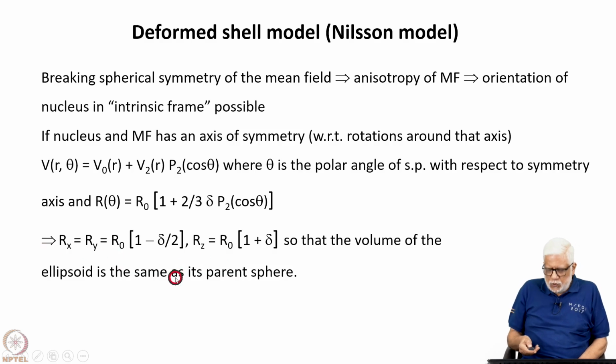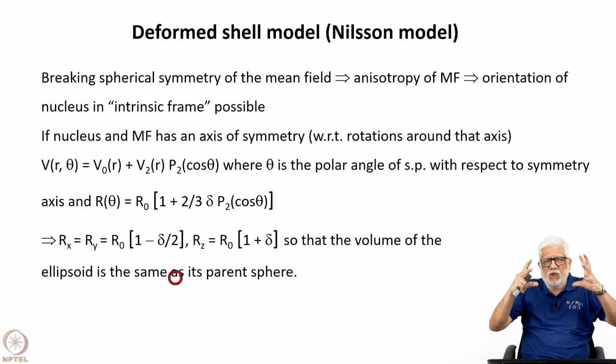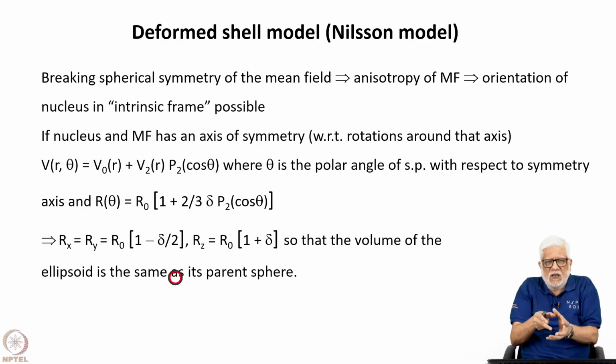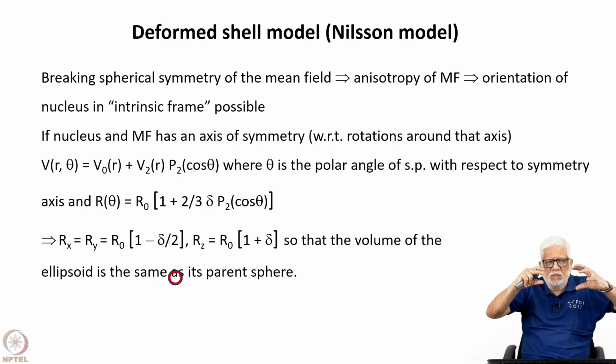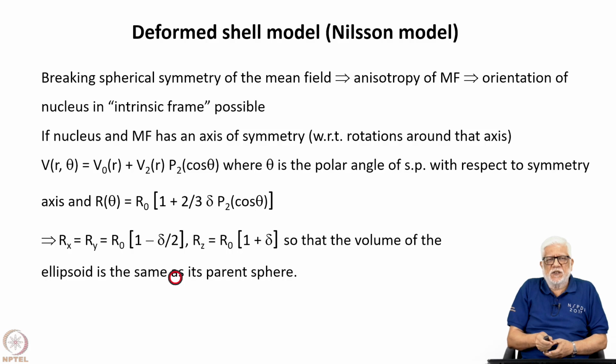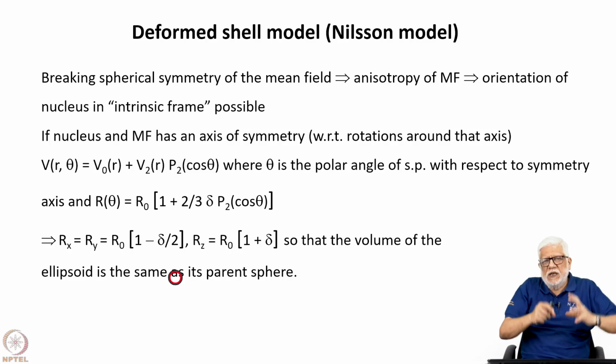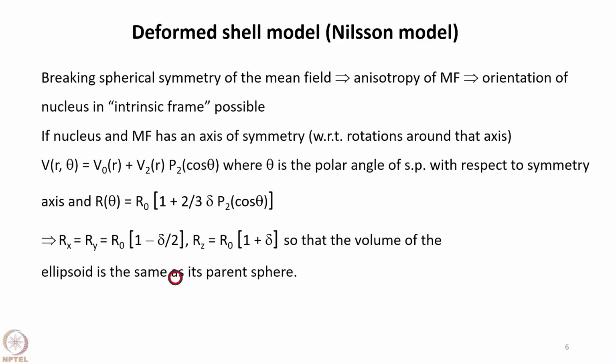So this is done so as to maintain to first order the volume of this ellipsoid the same as the parent sphere. So you just take a parent sphere and then deform it such that you get a cigar shape or a flattish idli shape nucleus.